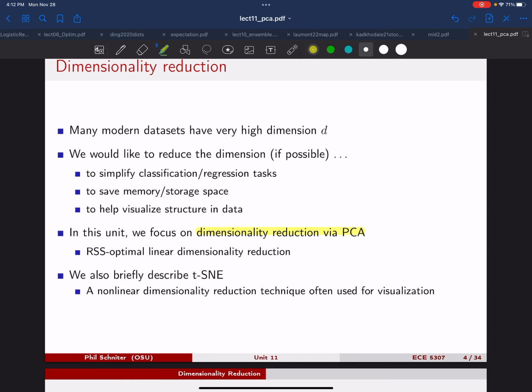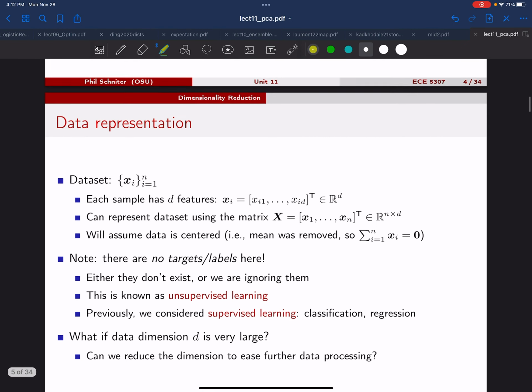We'll also talk about, towards the end, another modern tool for visualizing high-dimensional data sets called TSNE, which is good to know about and something you could use for your projects if you like.